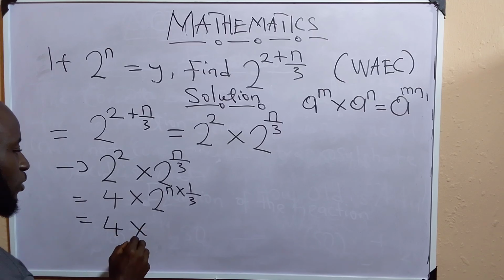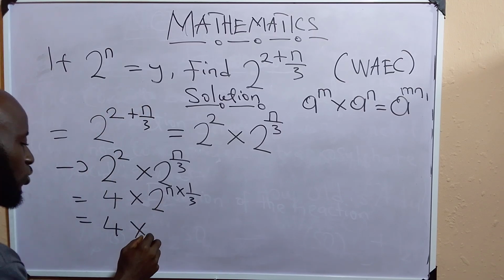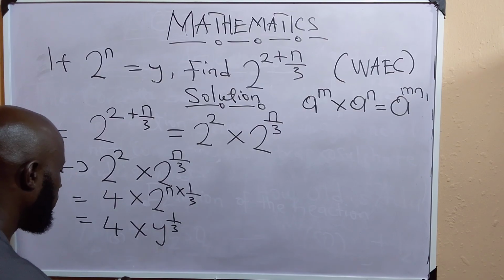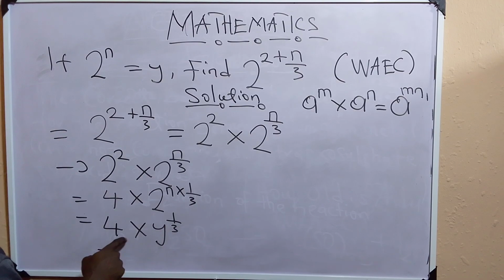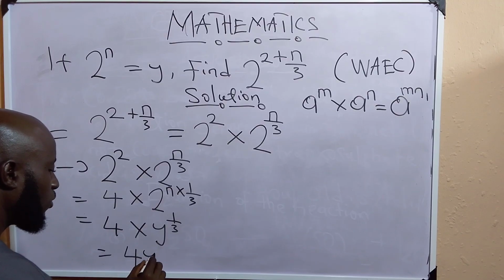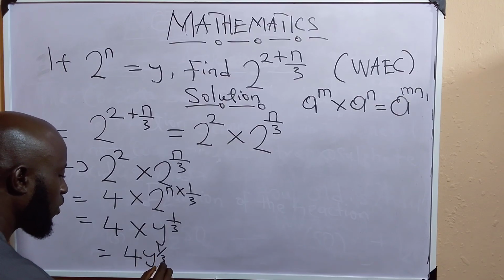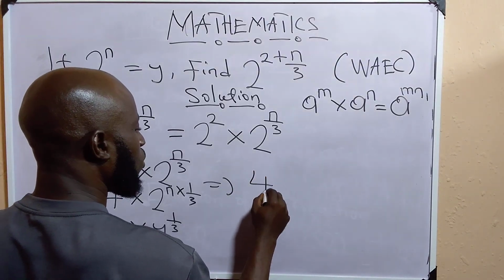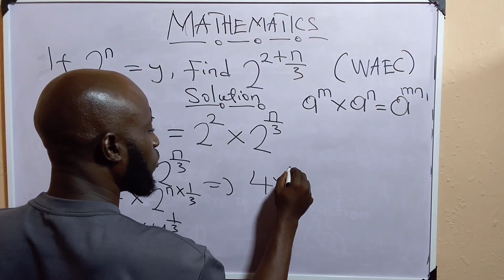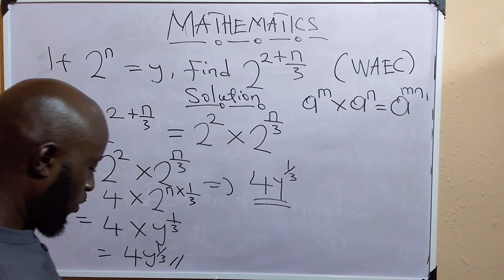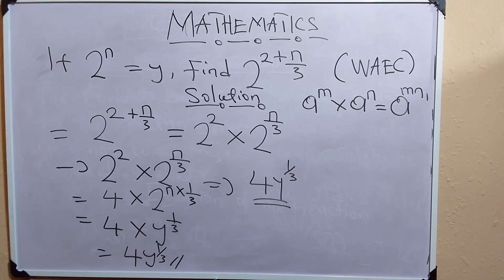4 times 2 raised to the power of n is y. So y raised to the power of 1 all over 3. This implies that 4 times y raised to the power of 1 over 3 is the same thing as 4y raised to the power of 1 all over 3. This is the answer. The answer is what? 4y raised to the power of 1 all over 3. This is the answer. You can see that it's very simple.